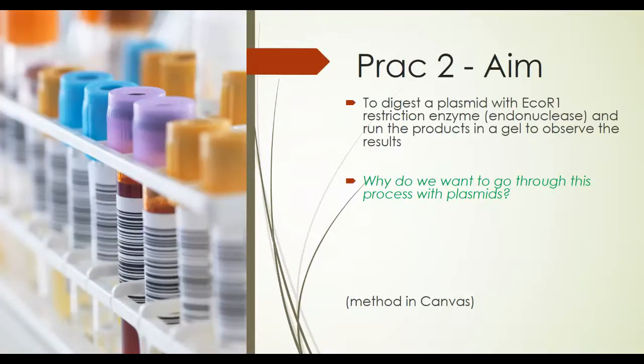Because this is a bit of an extra thing, but think about it. If we are cloning insulin, why would you want to digest it? That's a bit of a hint there. So if you're digesting the plasmid, which has your target DNA in it, your target gene, why do you want to digest it?